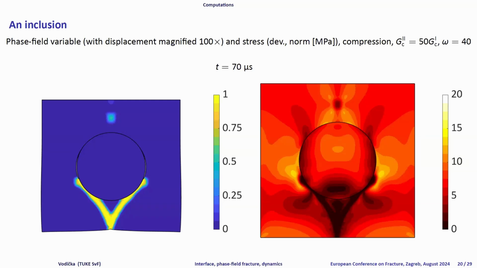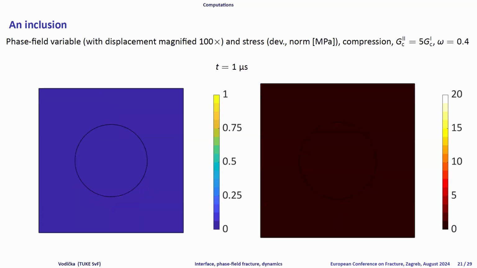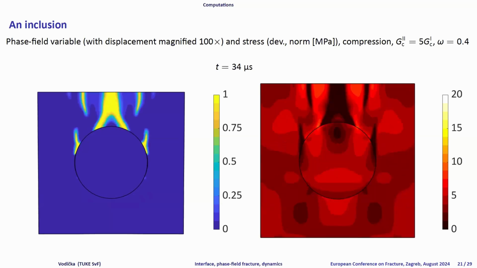So for a smaller value of GC2, there may be a different location of the crack, because for smaller time, when we have proportional loading, there may be sufficient energy for the crack to propagate also here earlier in time. So we will see also that case, which is a bit complicated. I'm not sure how it works in reality.